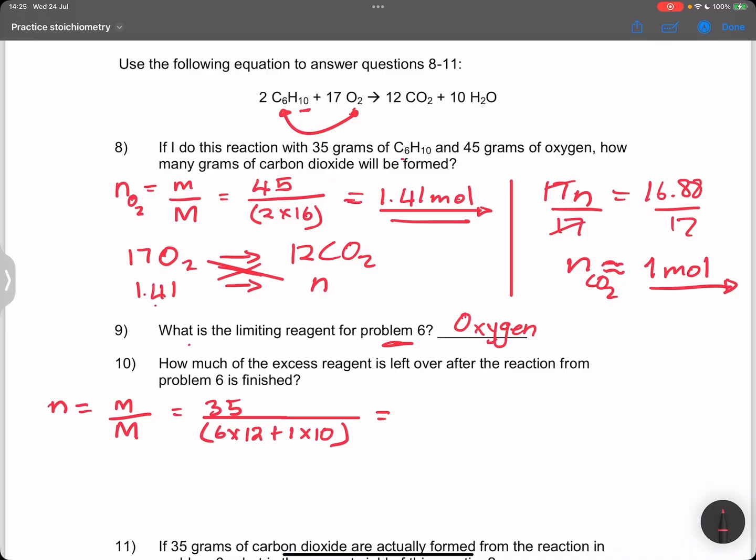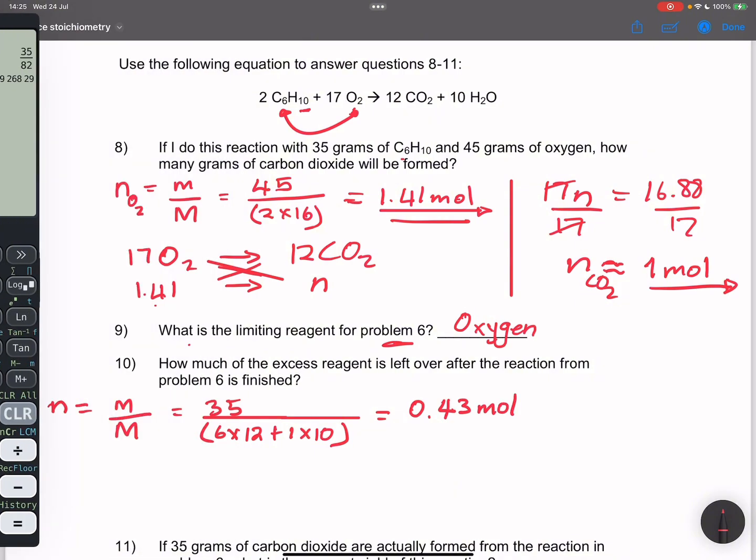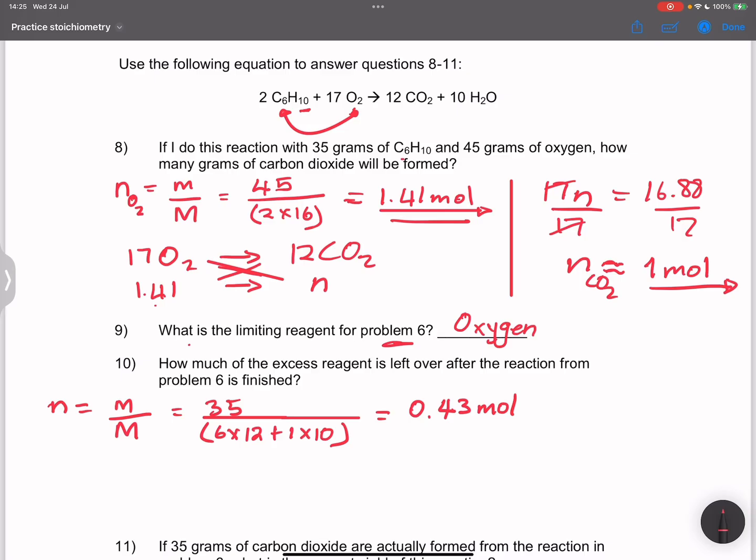So we said that's going to be 35 divided by, I know we're repeating this again, 6 multiplied by 12 plus 1 times 10. So what we get there is 0.4, let's say 0.43, right? That's what we got. So these are the initial moles of hexane.